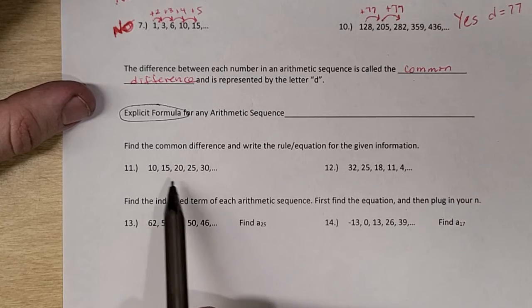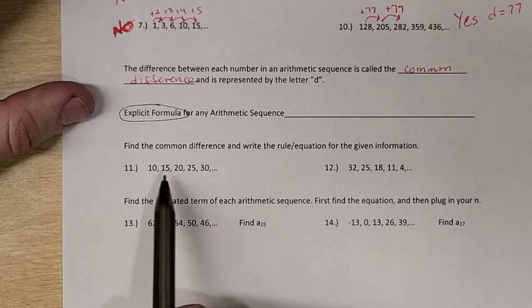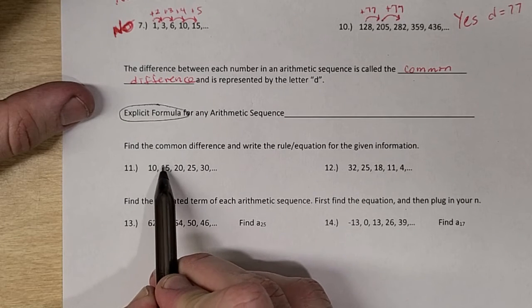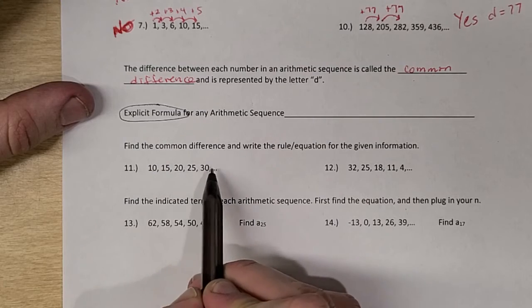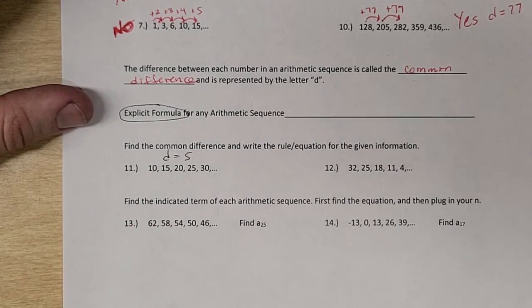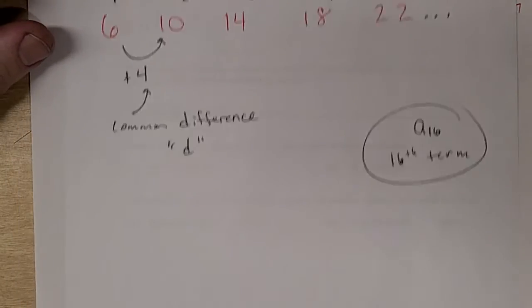Now, you should be able to pretty quickly find the common difference in something like this. If I tell you this is an arithmetic sequence, you should be able to look at this and say, well, what do I do to get from one term to the next? 10, 15, 20, 25, 30. Oh, it looks like every single time I'm just adding 5. So d equals 5, so on and so forth. But I'm going to come back to this sequence right here, and I'm going to show you an interesting pattern.